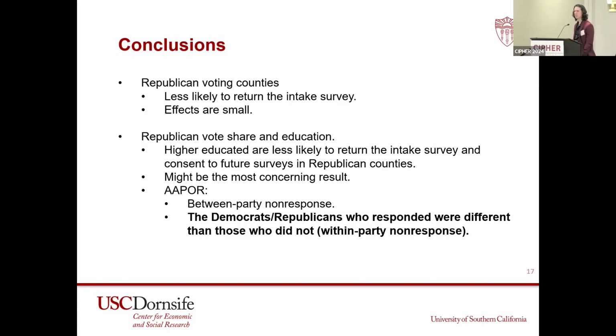This might be somewhat of a concerning result if you actually look at the political preferences of highly educated Democrats. They tend to be very different. Like the gap between higher educated Democrats and lower educated Democrats tends to be much larger than the gap between highly educated Republicans and lower educated Republicans. So basically, we seem to, at least in our recruitment, have less of a between-party non-response problem, and perhaps more that the Republicans and Democrats who are responding are perhaps a little different than those that don't.